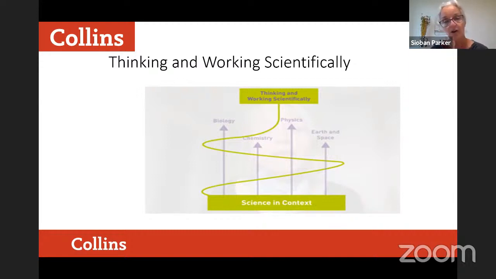Now, we have a context strand, you see, here at the bottom. And that context strand, whether it's in the context of biology, chemistry, physics, or Earth and space, is best learned, or science is best learned in context itself. In the Collins Resources, we do focus as well on science in context, and we have special units or special lessons dedicated to that. But my focus today is mainly on thinking and working scientifically.